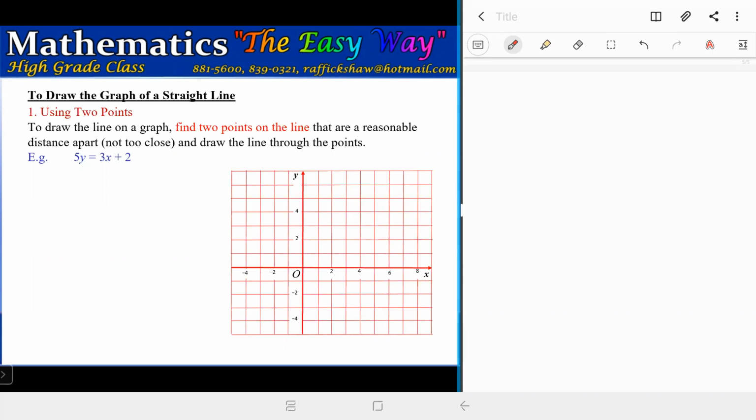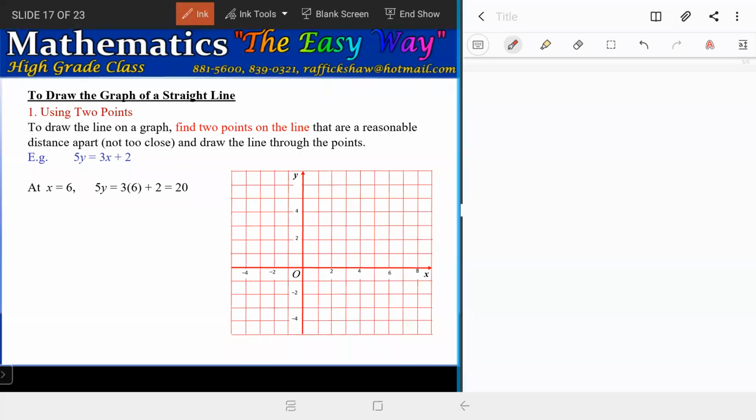And how do you find 2 points? You can give the equation an x value. Put an x value in the equation, and the equation will tell you what the corresponding y value is. So I choose 6 randomly, for no particular reason. I just want 2 values that are far apart. I could have used 8. So I choose x equals 6, and I plug the 6 into the equation to see what the corresponding y value is.